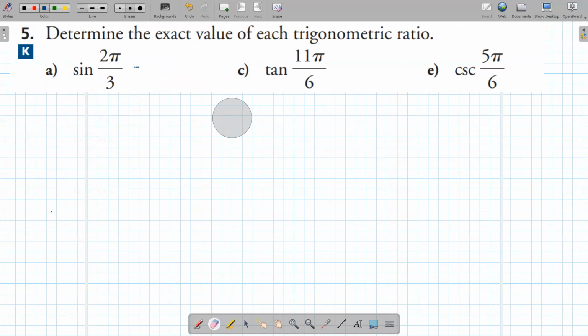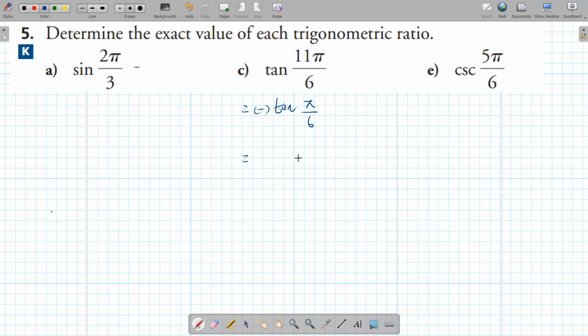Let's keep going. B, tan of 11 pi over 6, which quadrant? Quadrant 4. And what's the related acute angle? Pi over 6, exactly. So tan of 11 pi over 6 is the exact same thing as tan of pi over 6, except in quadrant 4, tan is negative. Now, what is tan of 30?